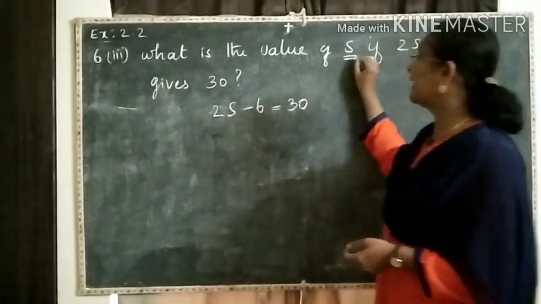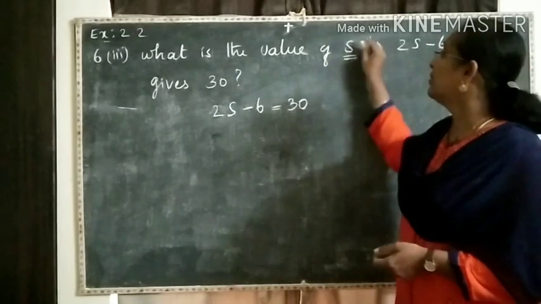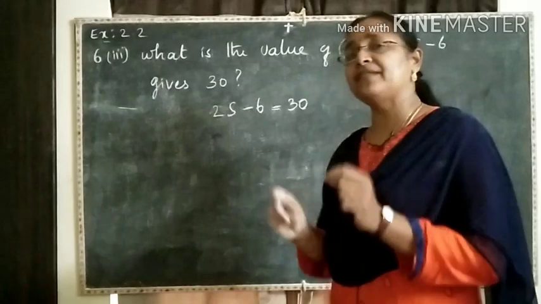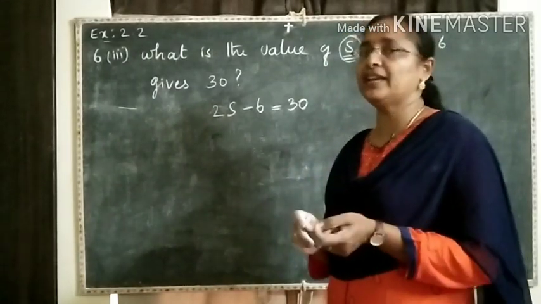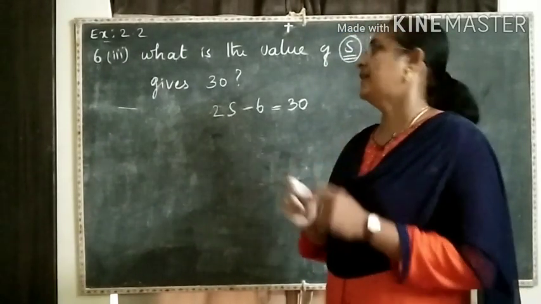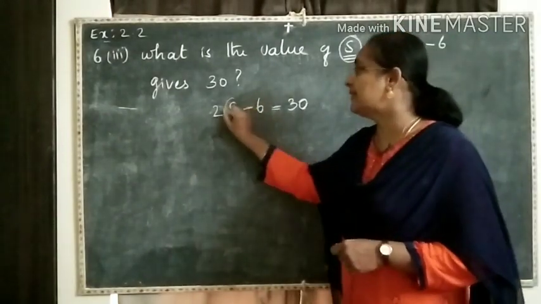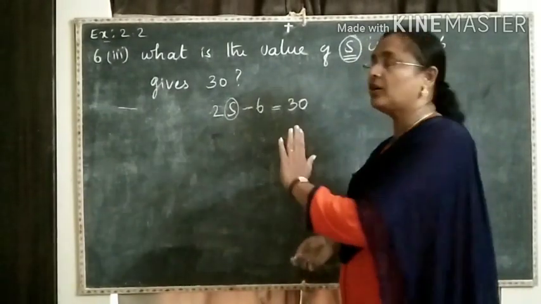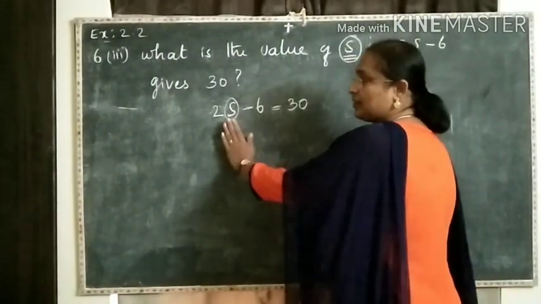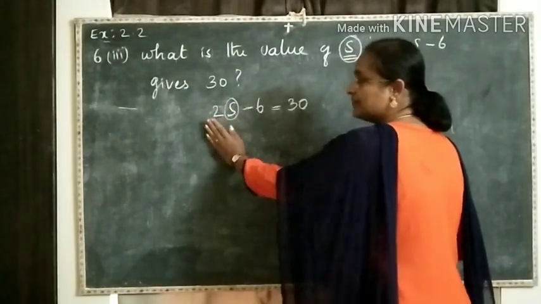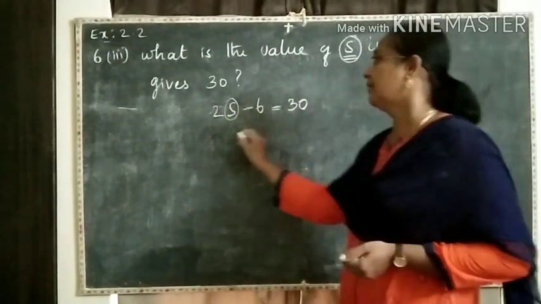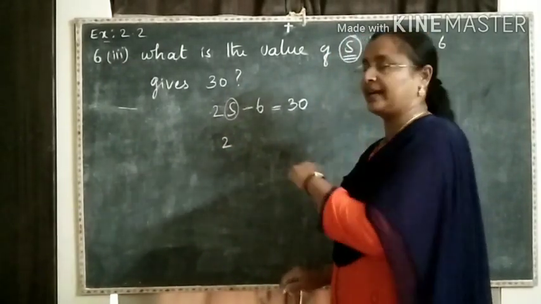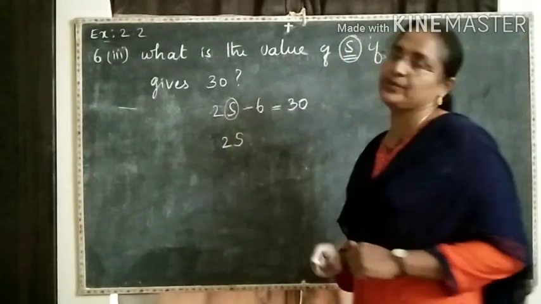Now I am supposed to find the value of s. So this is the unknown value. Algebra is the chapter where we can find the unknown value. So whatever value I have to find, keep it on the left hand side always. The rest of the terms you bring to the right hand side. One by one, you have to bring the operations to the right hand side. So first you can have 2s.